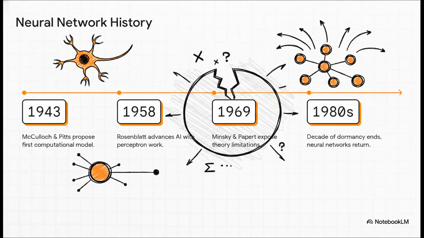The quest to answer that question actually gives us a surprisingly dramatic history. It started way back in 1943 when McCulloch and Pitts proposed the very first computational model of a neuron. Then, by 1958, Rosenblatt advanced things with his work on perceptrons, which were essentially early artificial neurons. But then, a massive roadblock hit. In 1969, a paper by Minsky and Papert exposed some really severe mathematical limitations in those early models. It was so devastating, it actually caused a decade of dormancy in the 1970s. Neural network research practically stopped cold. It wasn't until the 1980s and 90s that new breakthroughs allowed neural networks to make a triumphant return.